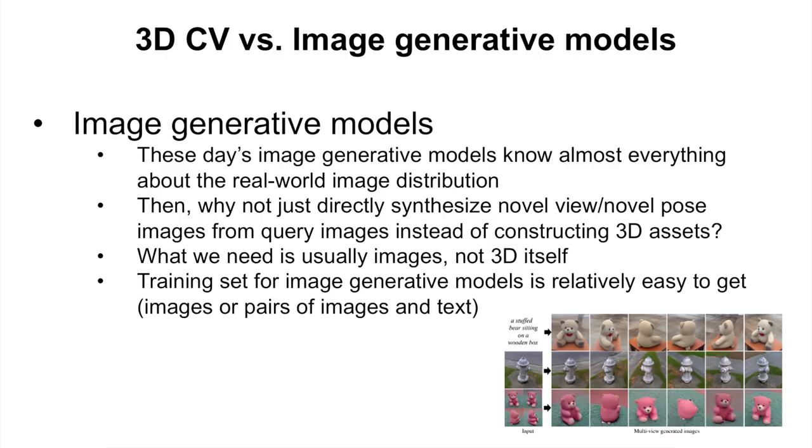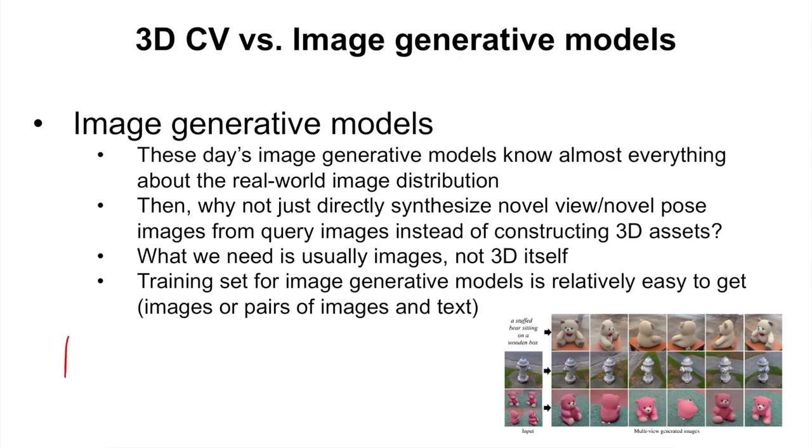These days, image generative models know almost everything about the real-world image distribution. As they are trained on a huge amount of billion-scale images, they know almost everything about the real-world image distribution. Then, why not just skip the 3D stuff? Typically what we want is just images.